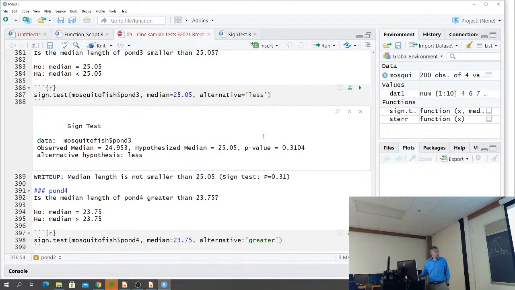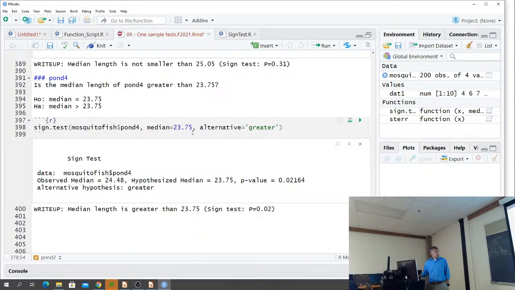All right. And then upon 4 greater, we give the alternate hypothesis in our question. So we get a 0.02. So median length is greater. So again, p-value is less than 0.05. The likelihood that we get these data is pretty small if our median is actually equal to 23.75. So we reject our null hypothesis and conclude that our alternate is correct. And our alternate here is that our median is greater than 23.75.